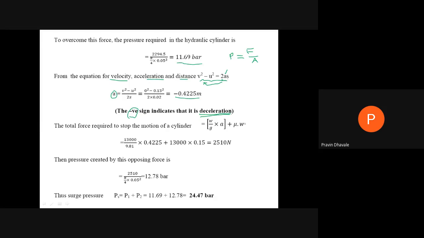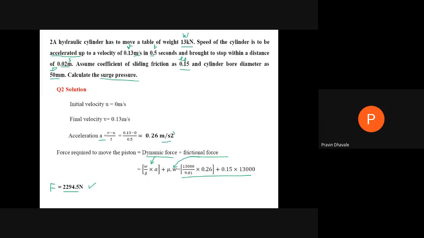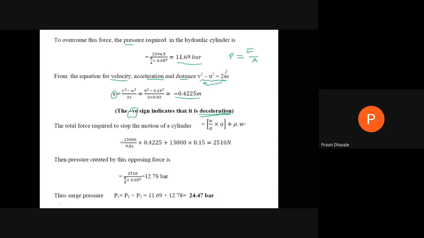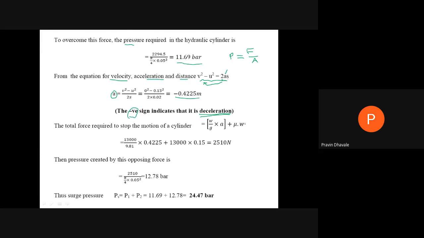And last, you have to calculate the total force which will be required to stop the motion of the cylinder. Right? What did we see at the beginning? We saw the force required to move the piston. After that, we calculated the pressure required to overcome this force. After that, we calculated the value of acceleration, and we got it as negative. So it will indicate it is a deceleration. Now we are calculating the total force required to stop the motion of the cylinder.